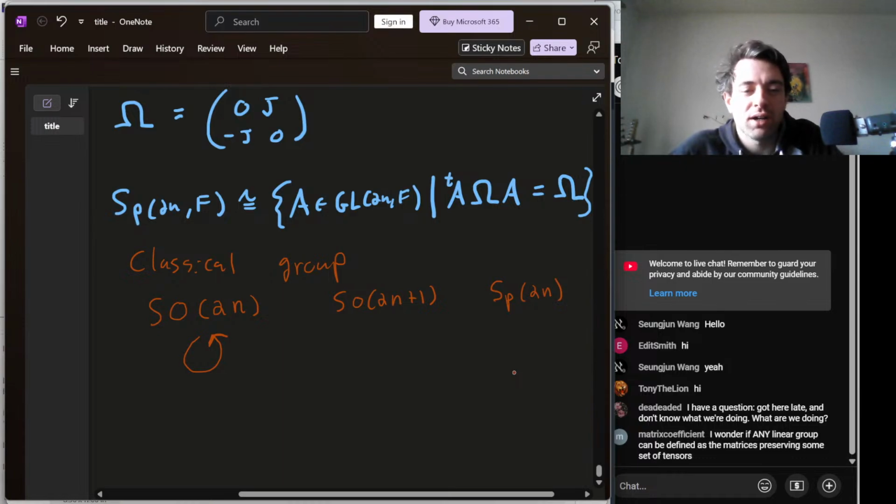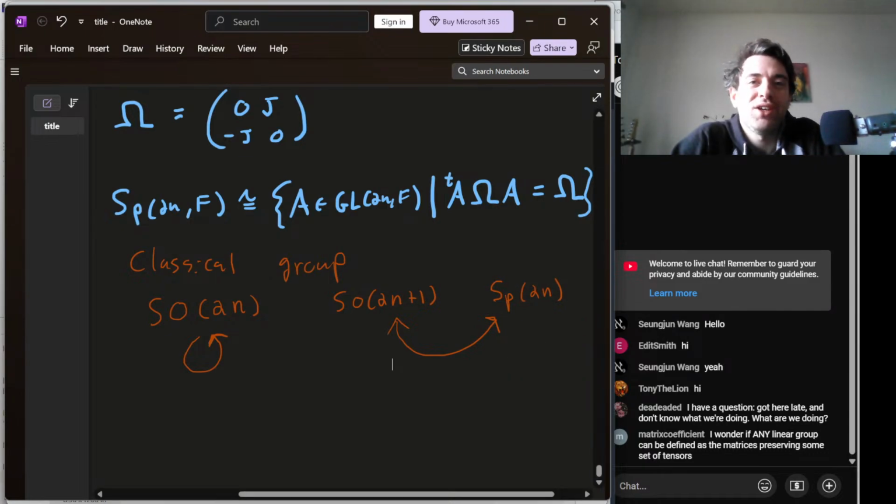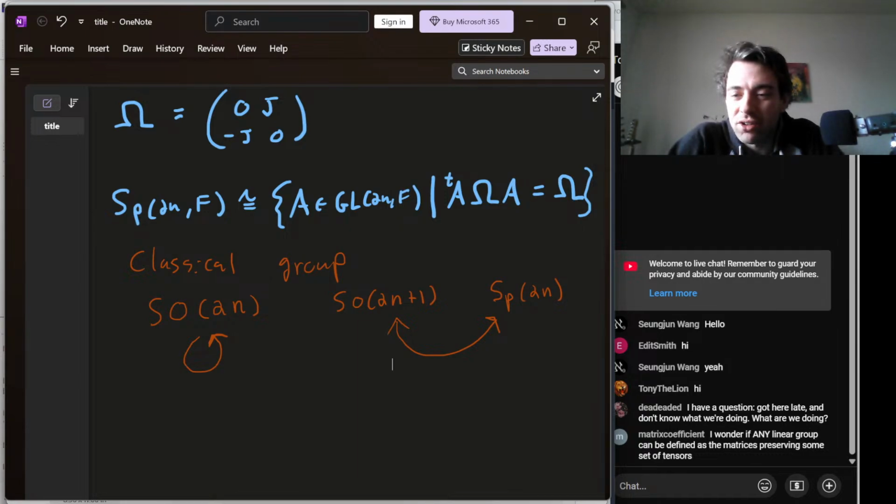I don't know. But it turns out that SO(2n) is self-dual. Meanwhile, SO odd and Sp(2n) are dual to each other. So there's a dual pair. That's another way in which they're different. So in some sense, maybe surprisingly, you should think of SO odd and Sp as spiritually more related than SO even and SO odd. So that's kind of neat. You wonder if any linear group can be defined as matrices preserving some set of tensors.